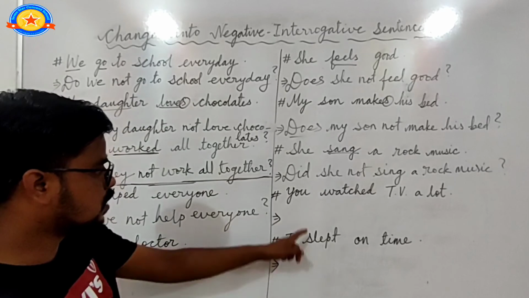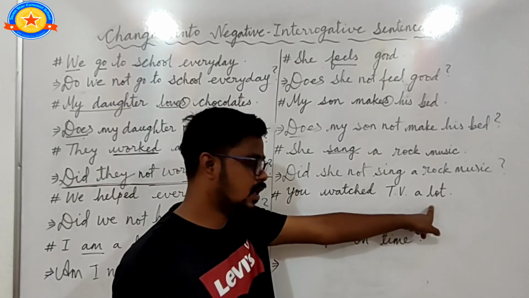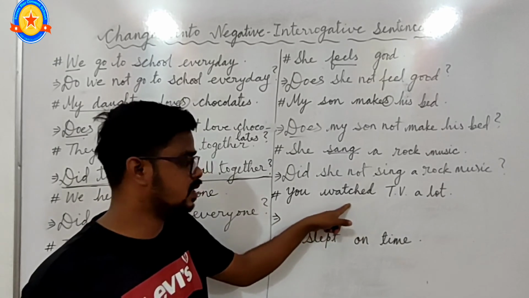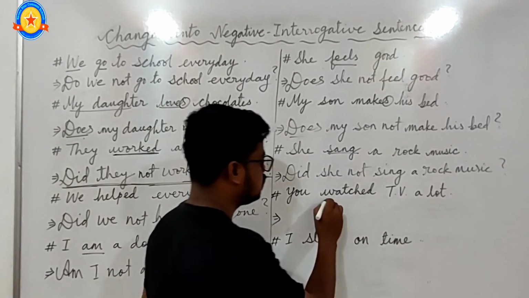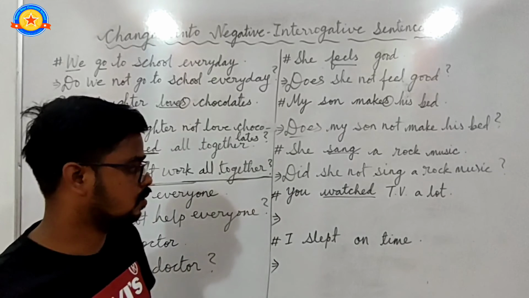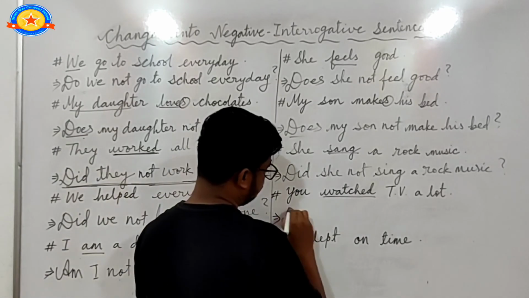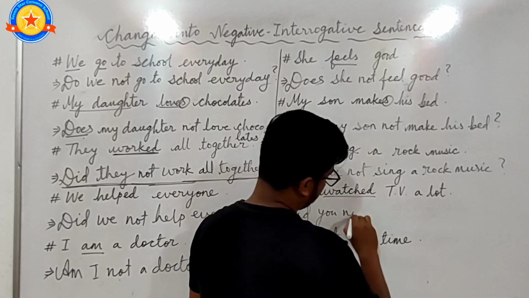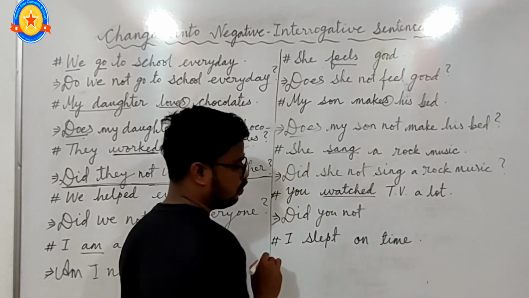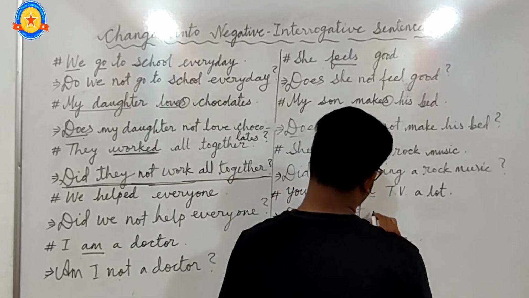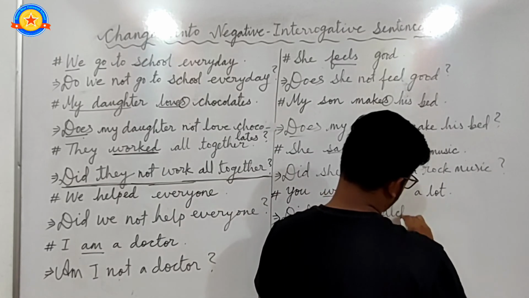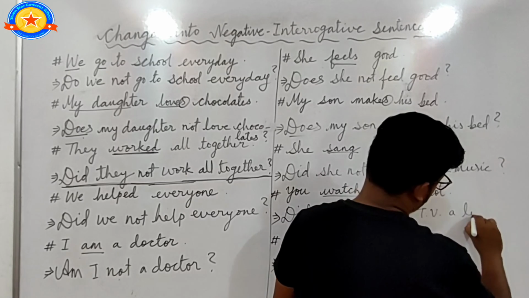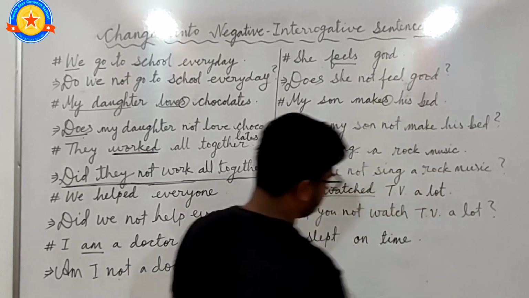Our next question is: You watched TV a lot. This is also simple past tense because the verb is written in second form. So the be verb did will come here. Did you not, and the main verb will be written in first form. Did you not watch TV a lot? And question mark.